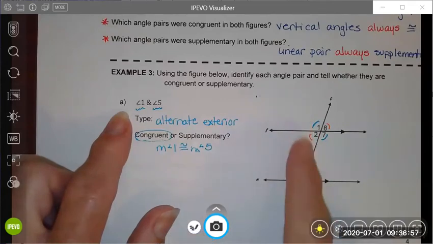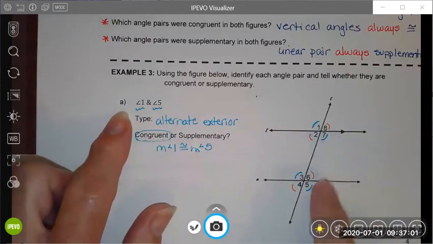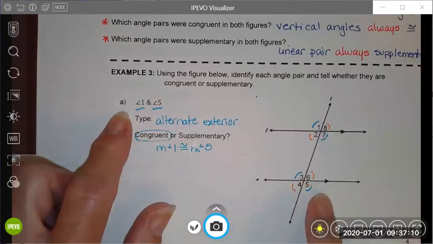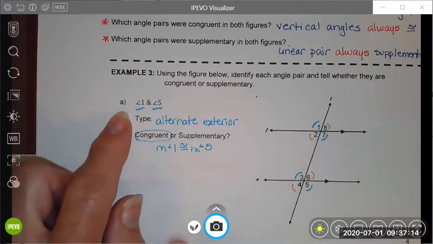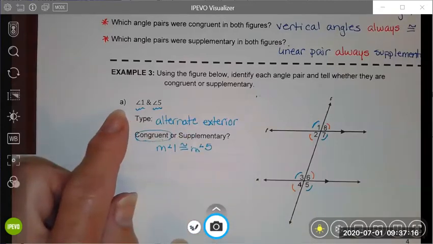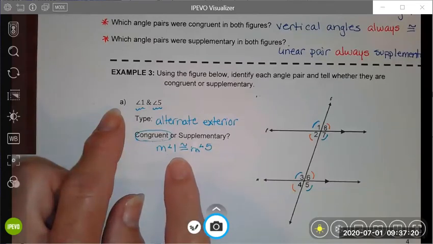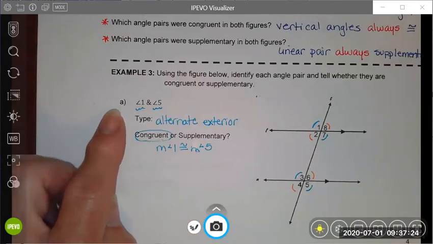I noticed immediately that they are both on the outside of the parallel lines. These lines are parallel because the arrows are used to indicate that. I also noticed that 1 is on the left-hand side of the transversal T, and 5 is on the right-hand side. Thus, I conclude that they are alternate exterior angles. I know from my investigation that alternate exterior angles are congruent. Therefore, I can conclude that the measure of angle 1 will be equal to the measure of angle 5.